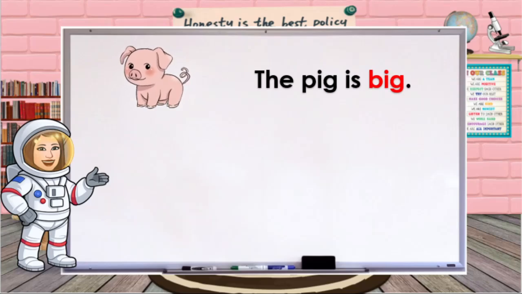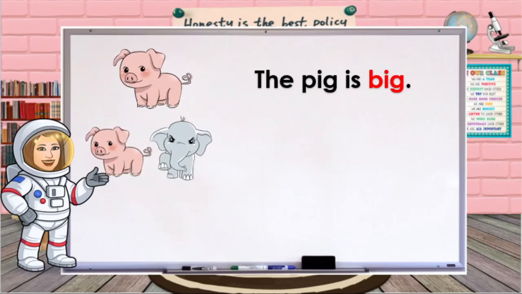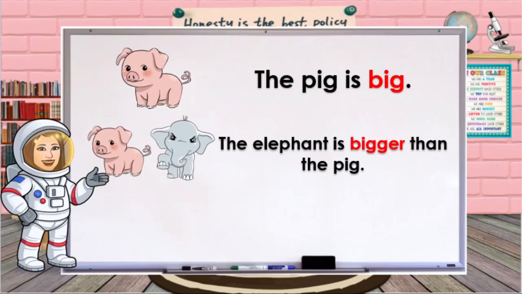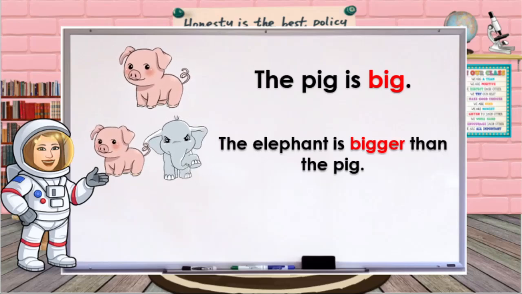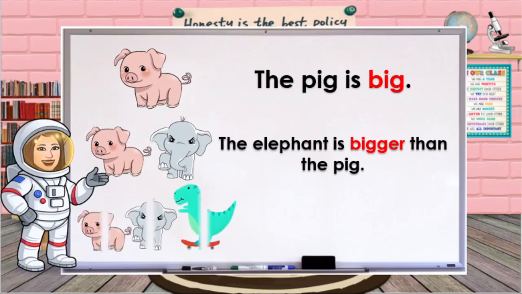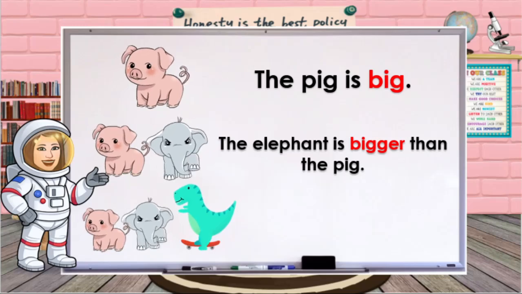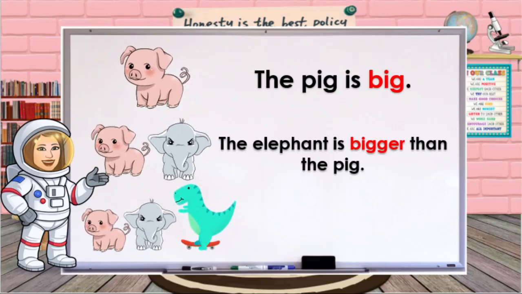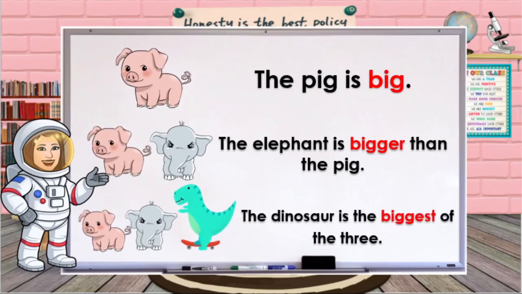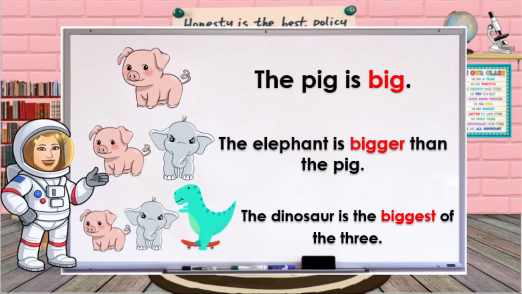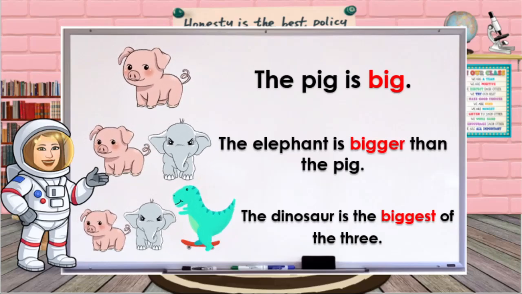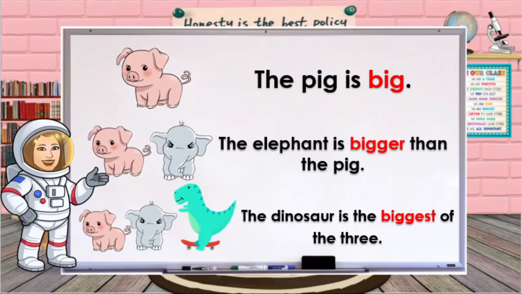What if we want to compare the pig with the elephant? Which do you think is bigger? Obviously, it's the elephant. We can say that the elephant is bigger than the pig. How about if we want to compare all the 3 animals? Which do you think is the biggest? Of course, it's the dinosaur. And we can say that the dinosaur is the biggest of the 3. All these sentences show the 3 degrees of comparison of the adjective, which is the word big.